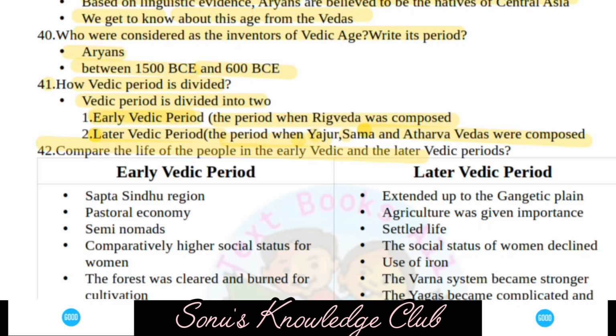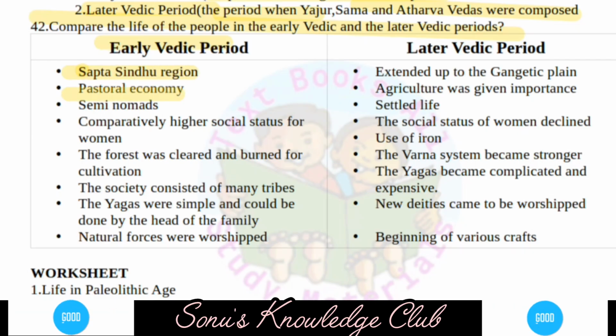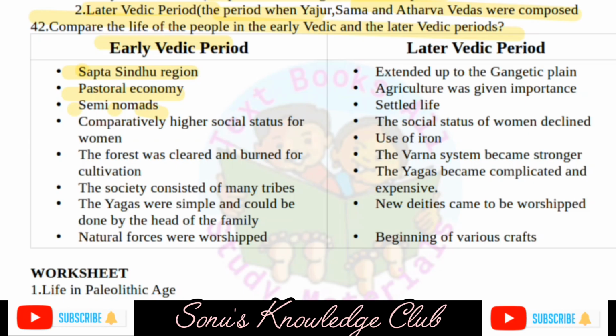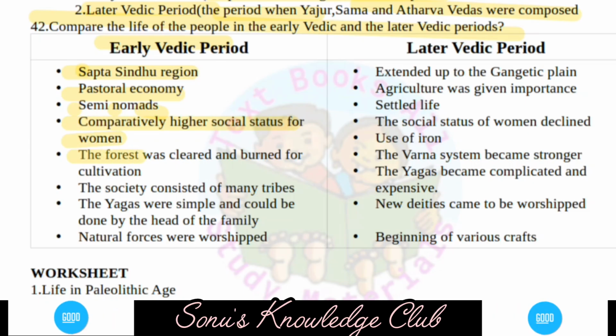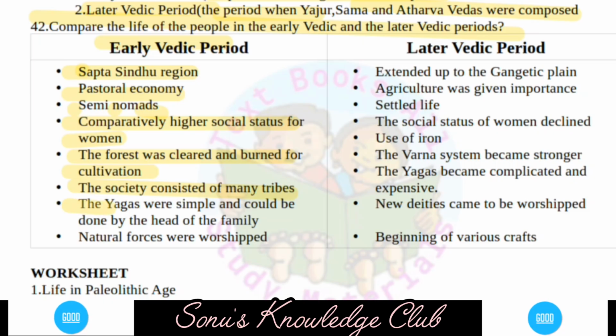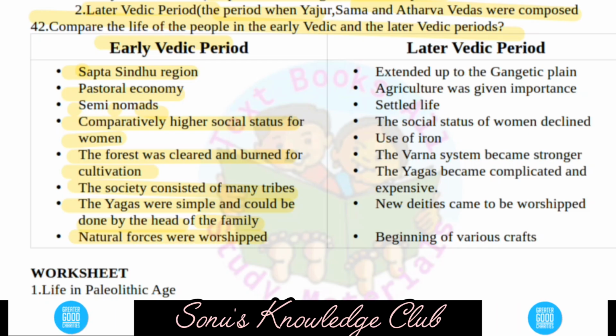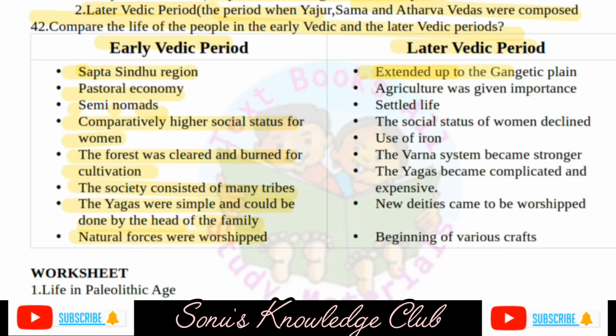Compare the life of people in the early Vedic and later Vedic periods. Early Vedic period: Sapta Sindhu region, pastoral economy, semi-nomads, comparatively higher social status for women. The forest was cleared and burned for cultivation. The society consisted of many tribes. The yagas were simple and could be done by the head of the family. Natural forces were worshipped.